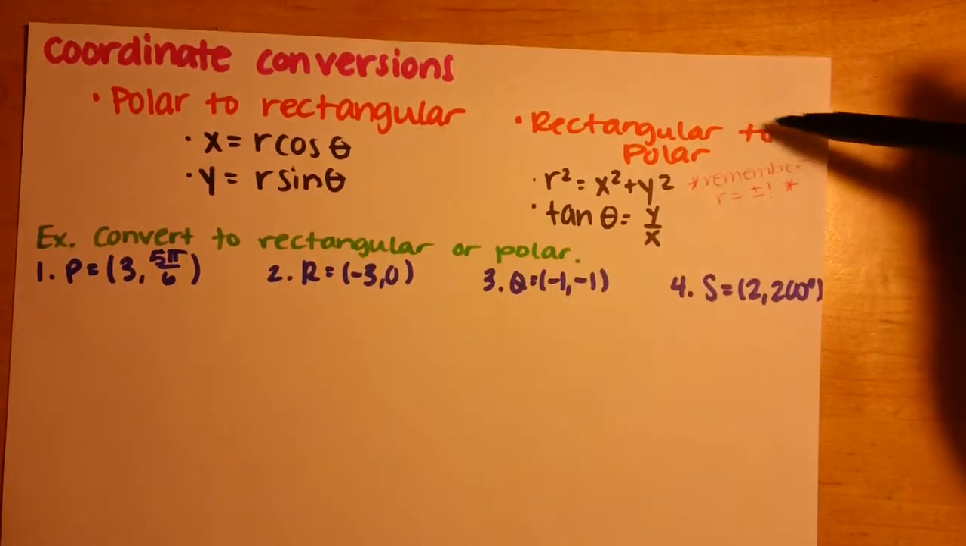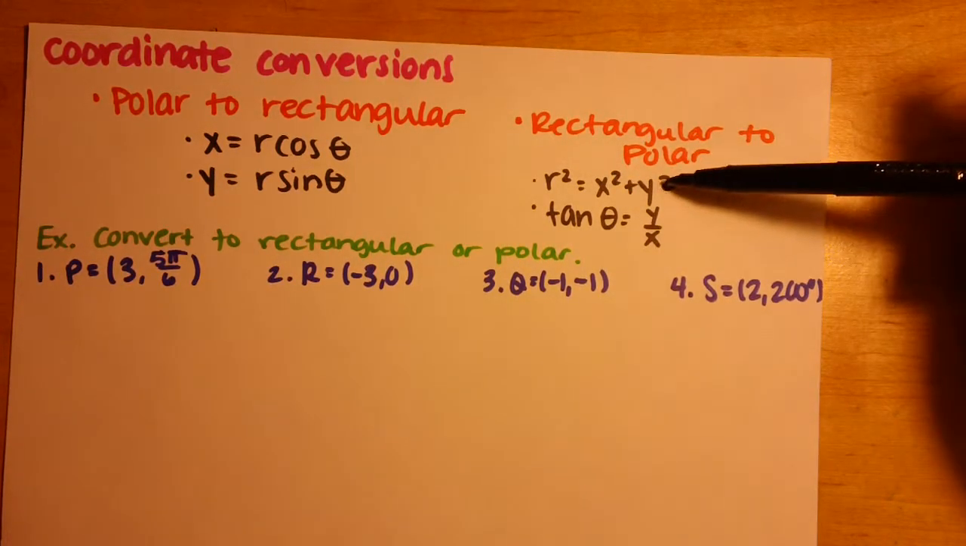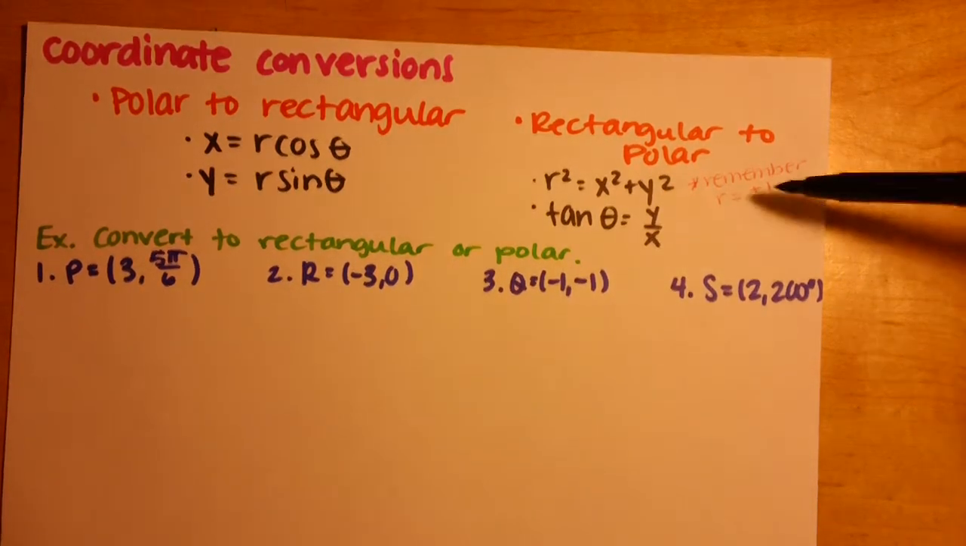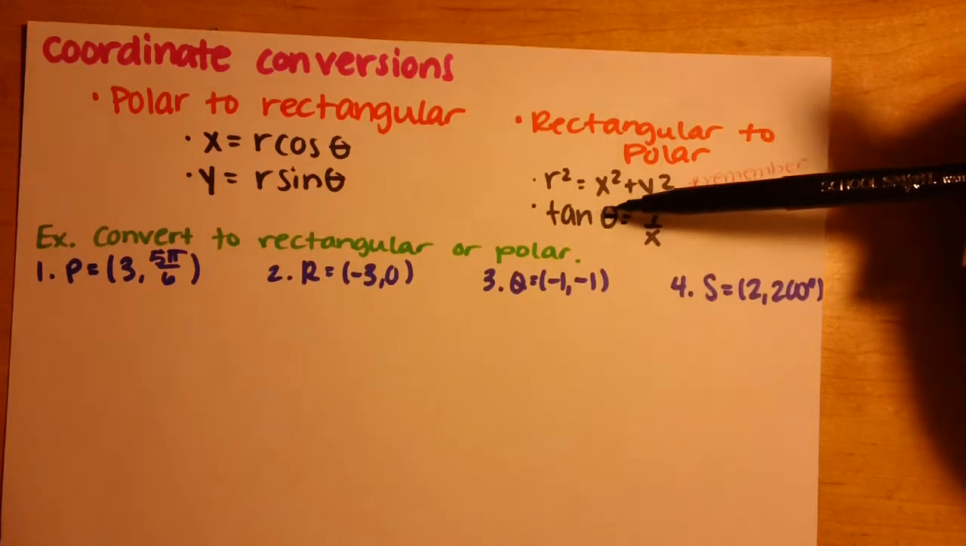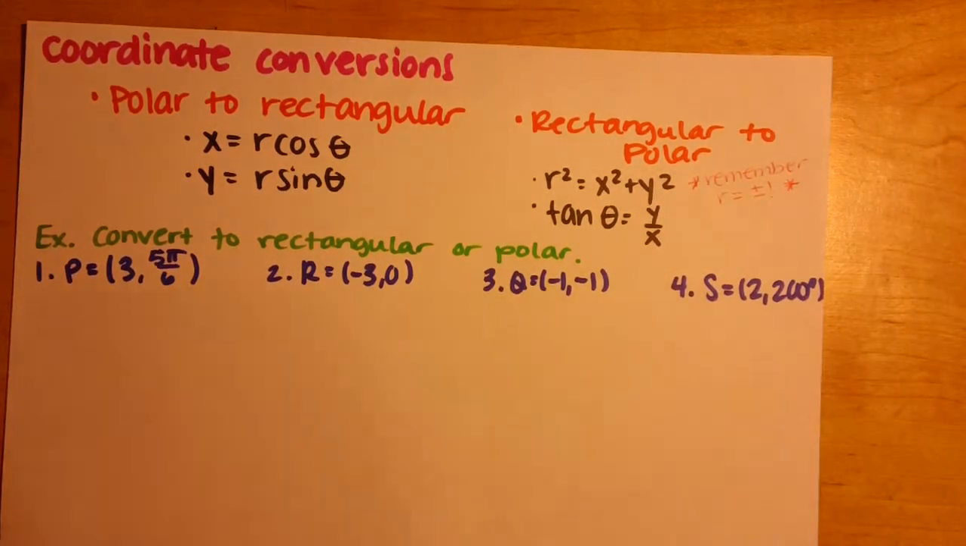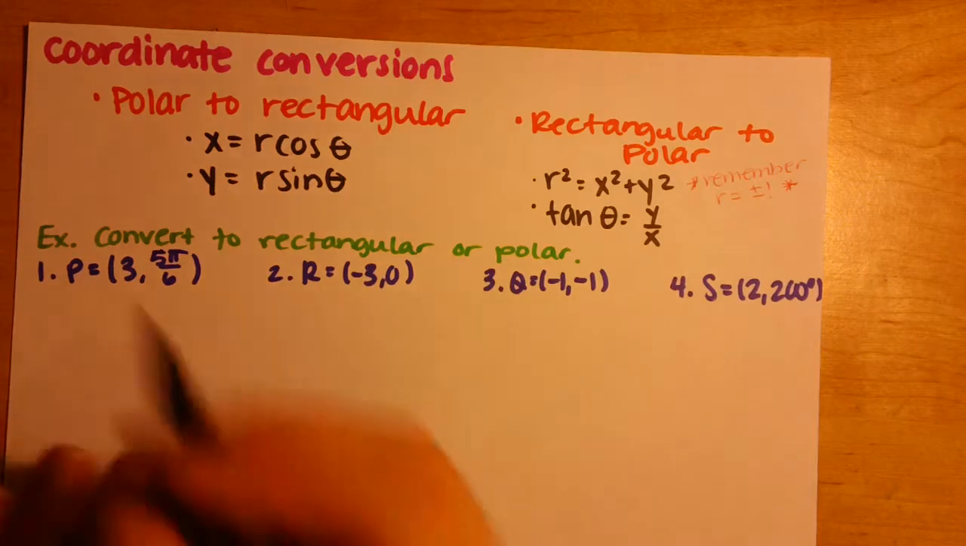You can convert from rectangular to polar using r squared equals x squared plus y squared. You have to remember that r is positive or negative, and tangent theta equals y over x. Okay? So we want to convert to rectangular or polar. So this first one is going from polar to rectangular.